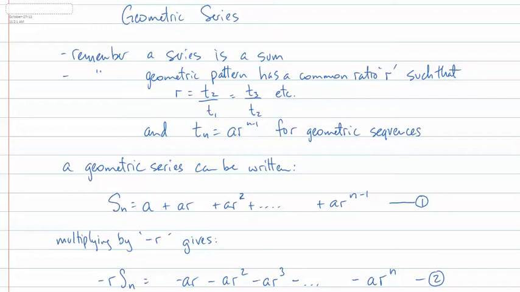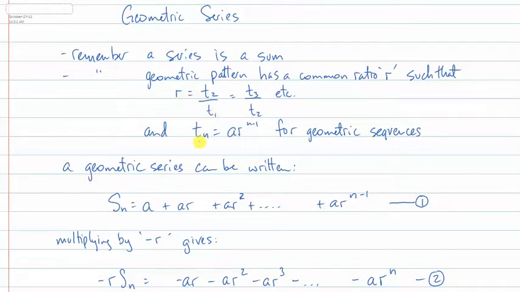This lesson is about geometric series. You've already studied what a geometric pattern is. I want you to recall that a series is a sum, first of all, so we're going to be adding up terms, and also that a geometric pattern has a common ratio r, defined in this way: any term divided by the previous term gives that value r. That's why it's a ratio, and it's in common.